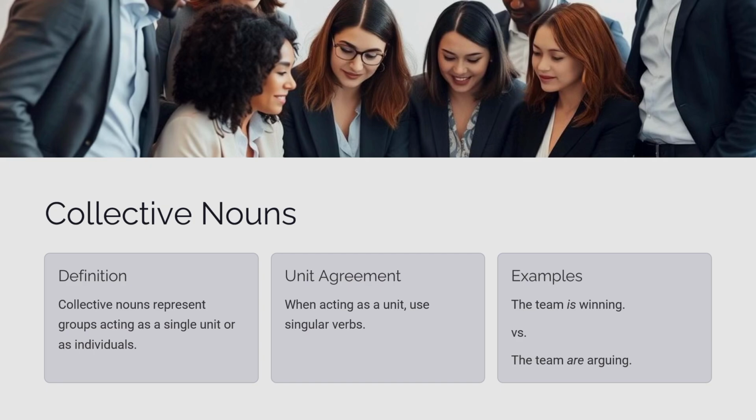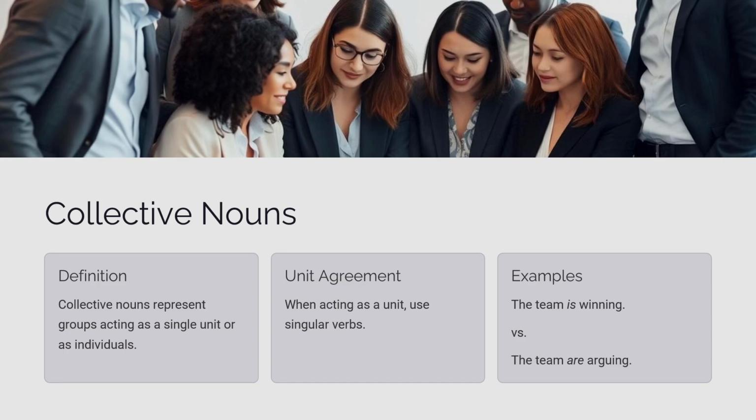If the group is acting as one entity, we use a singular verb. So for instance, we would say the team is winning because we are seeing the team as a single unit working together to achieve victory. So the team is winning uses the singular verb.